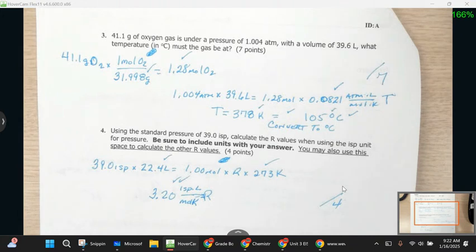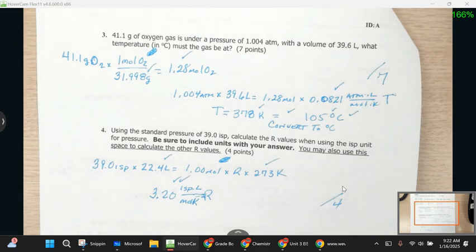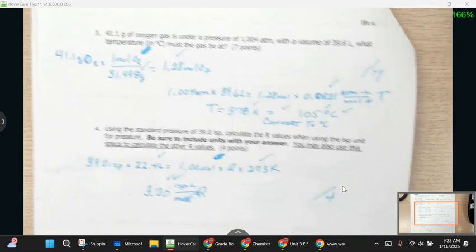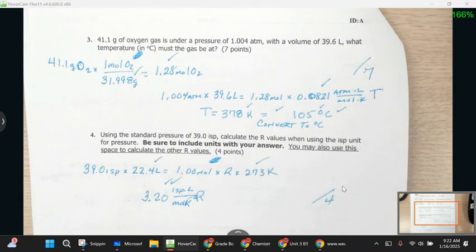Question number 3. Gave you 41.1 grams of oxygen under a pressure of 1.00 atm, a volume of 39.6 liters. What would the temperature of the gas be? This is in grams. What do I need to get it into? I need to get it into moles. So I'm going to need the formula mass here. You cannot just plug the mass in here, and you cannot assume 1 mole because it's telling you how much gas is here. So when we do this, we get 1.28 moles of oxygen gas.